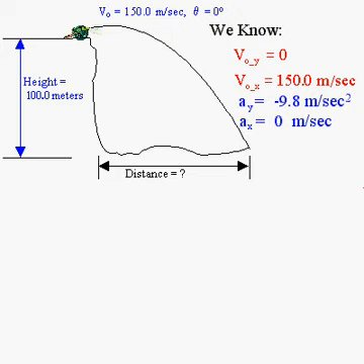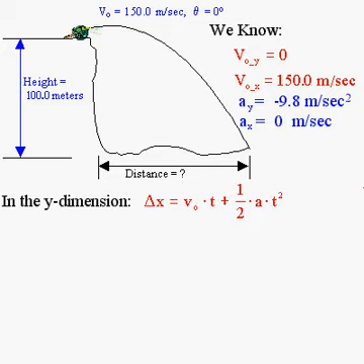So let's start in the y dimension. In this dimension, we know the initial velocity, we know the acceleration, and we know the displacement because we're given the height of the cliff. Now, if you think about it, there's a relationship that relates initial velocity, acceleration, distance, and time. So we can figure out how long it took the projectile to travel by solving equation 2.19 in this dimension. The equation tells us that delta x equals v naught t plus 1/2 at squared.